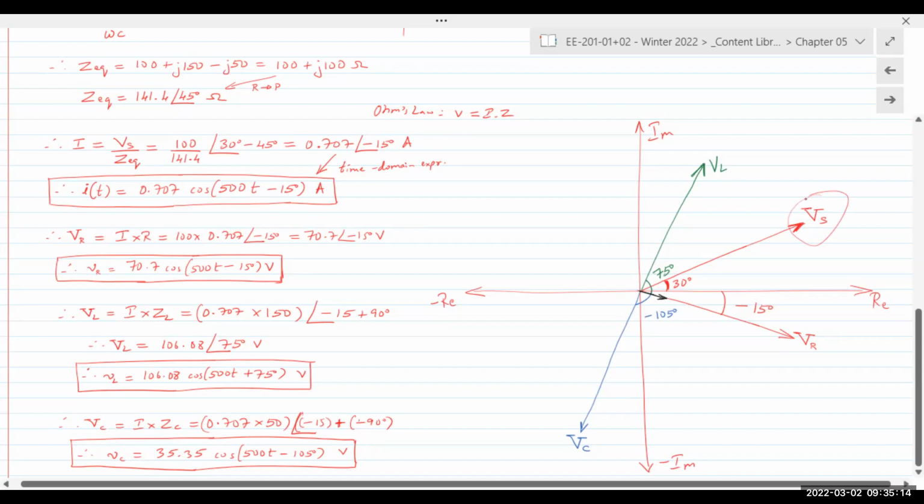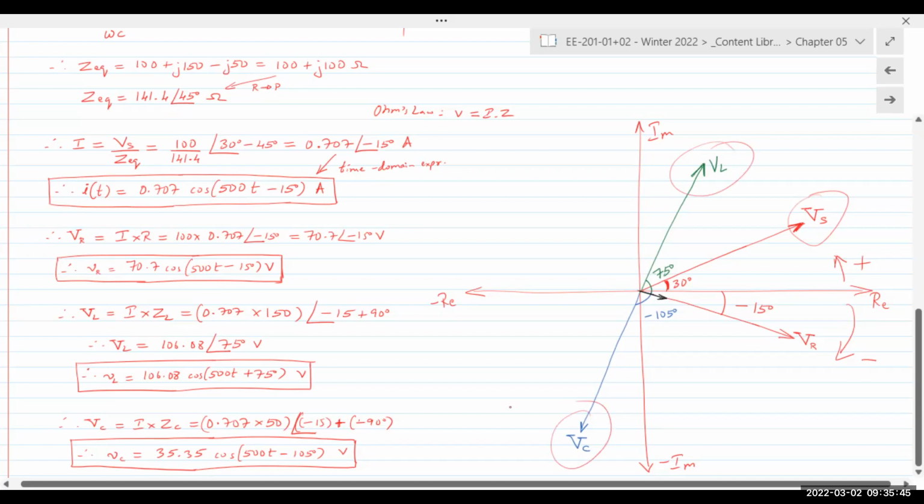Then VR has a minus 15. Minus 15 goes in the opposite direction. Positive angle is in the counterclockwise direction. Negative is in the clockwise direction. So minus 15 vector and draw VR. I is the same, no phase difference, and so it's right here. Minus 15. And then VL up here and VC down here.